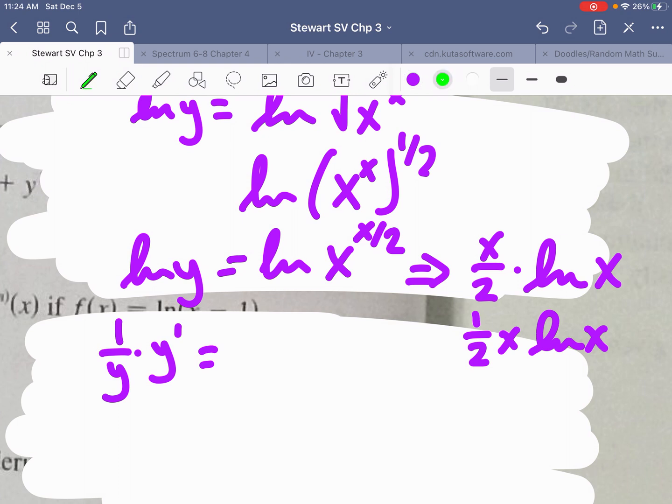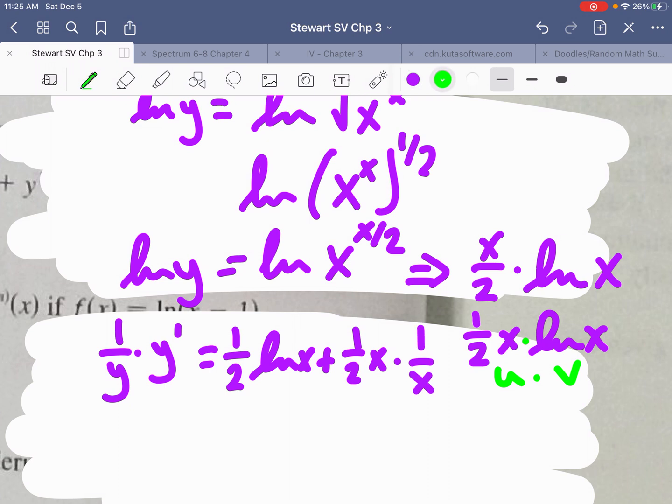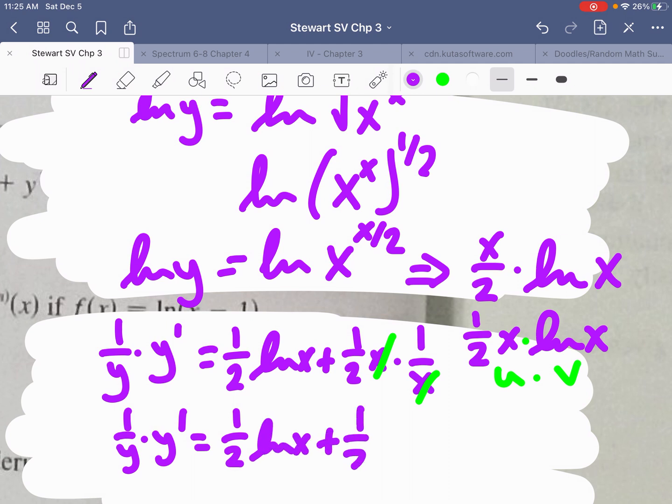Okay, now what we can see is we have a product rule. We have u and v. So the derivative of 1/2 x is just 1/2. So we have 1/2 times the natural log of x plus 1/2 x times the derivative of the natural log of x, which is 1 over x. Simplifying a bit, those x's actually cancel each other out, and so we have 1 over y times y prime equals 1/2 natural log of x plus 1/2.